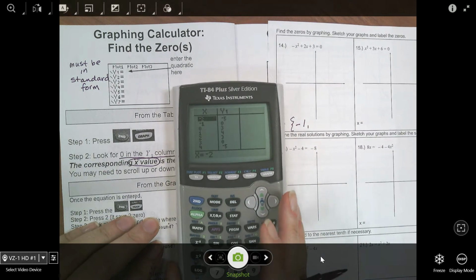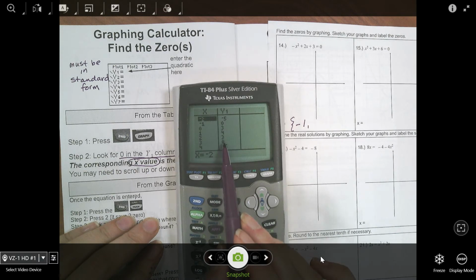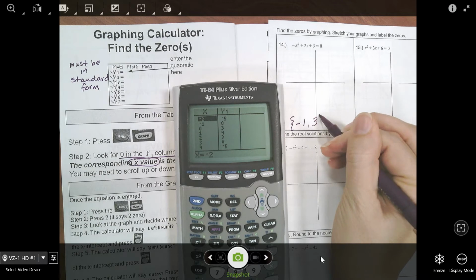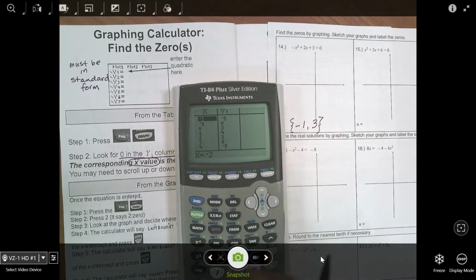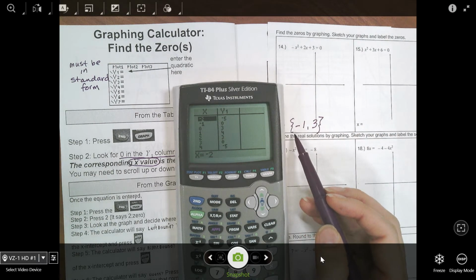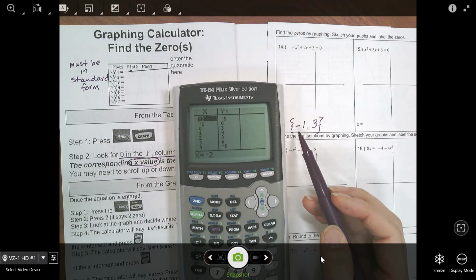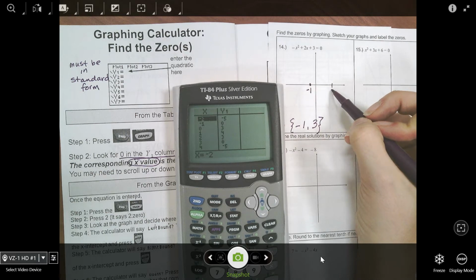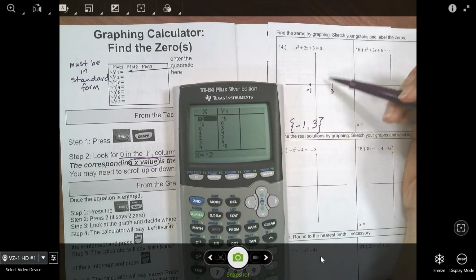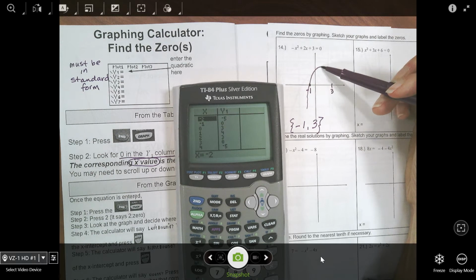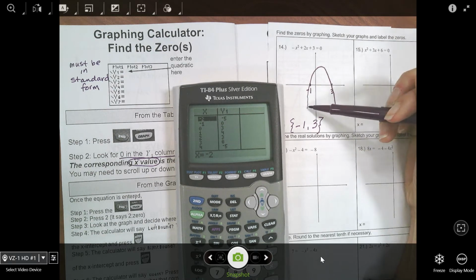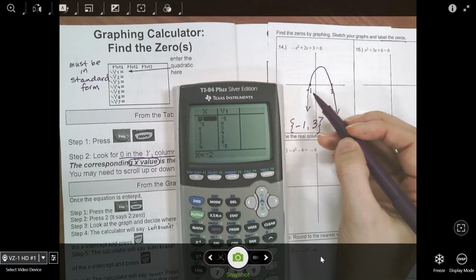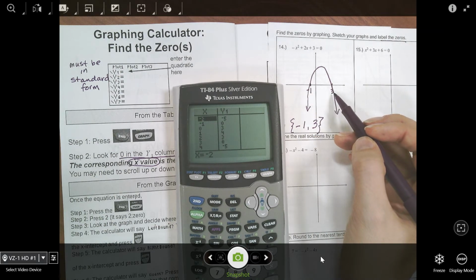And my other solution, here's my other 0. I'm looking at the x value, it's 3. So I'm going to write down both of those solutions. And notice I use these fancy brackets or braces. That's not a coordinate. That's saying my graph is crossing at negative 1 and 3. And for this part of the directions, number 14, you're supposed to sketch the graph and label the zeros. So here's our 0 at negative 1, and here's our 0 at 3.